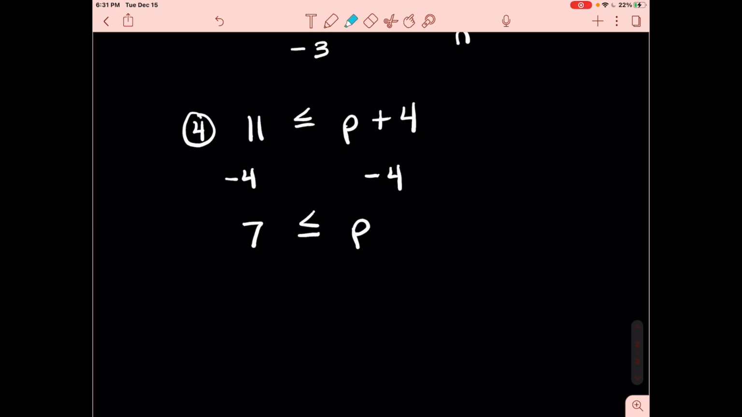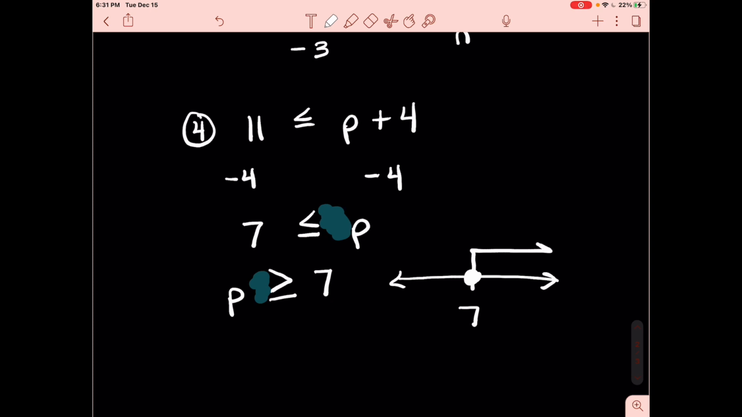So here's what I like to do. See how p is on the same side as the fat side? As long as I keep p with the fat side just like that, I can flip this around. So p is greater than or equal to 7 means the same thing as 7 is less than or equal to p. And it's a little bit easier for me to understand. So here's what it looks like on a number line. It does include equal to, so we're going to color in the dot, and p is greater than, so it goes this direction.